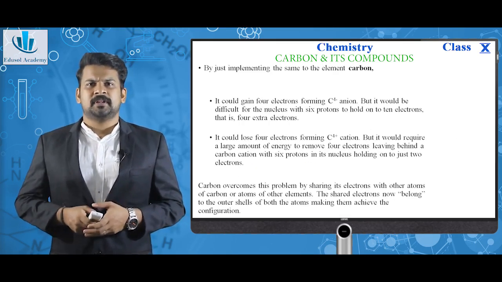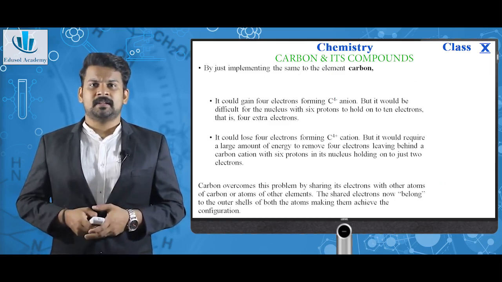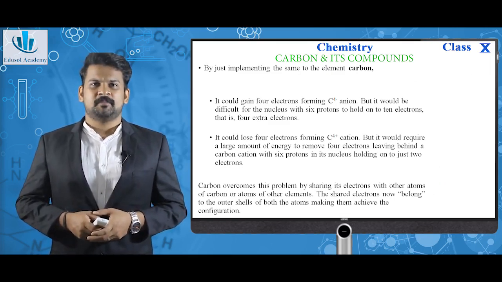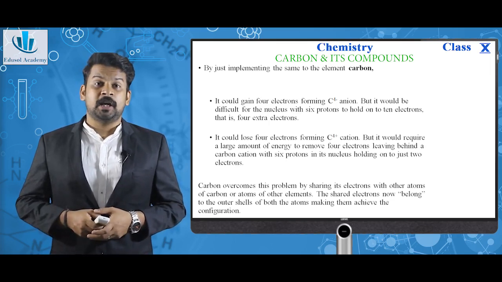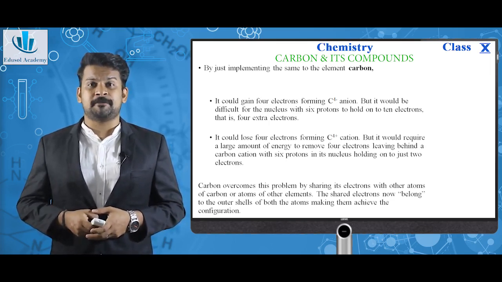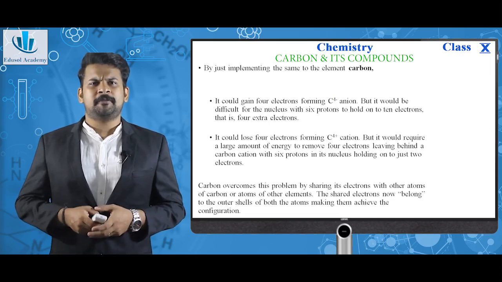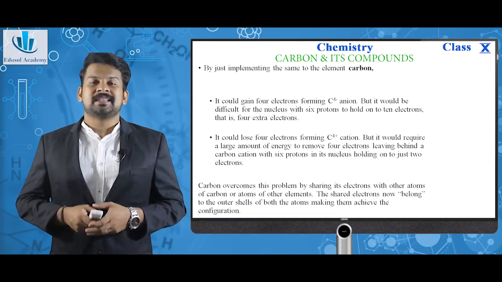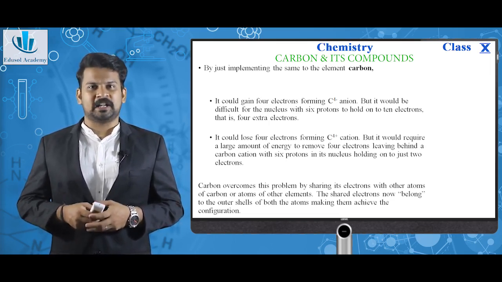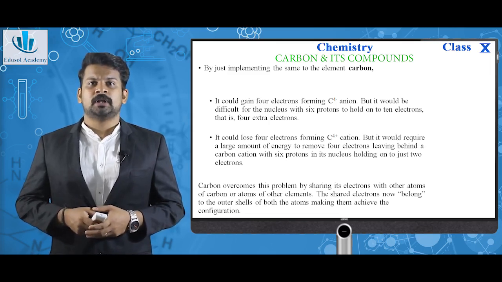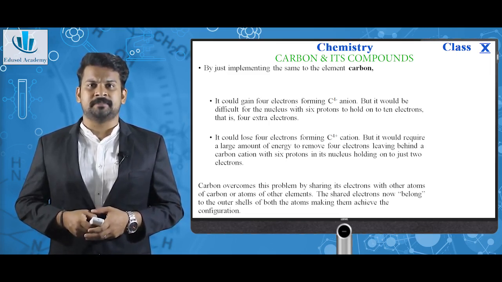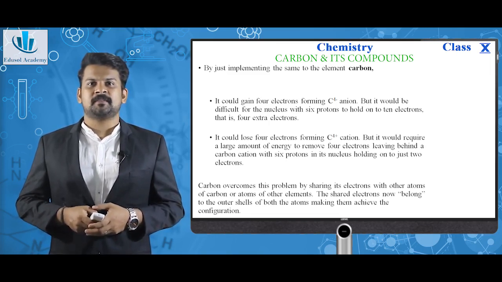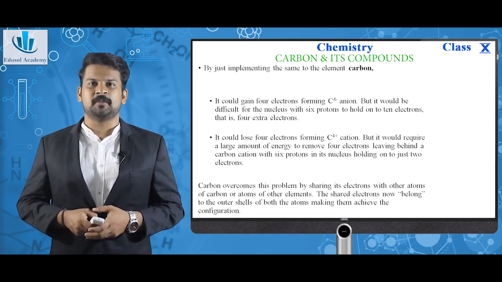But coming to carbon, if carbon were to gain or lose electrons, there are two simple ways to understand that concept. Carbon could gain 4 electrons forming a C4- anion, but it would be difficult for the nucleus with 6 protons to hold on to 10 electrons, that is 4 extra electrons. Carbon already has 4 electrons in its outer shell. Attaining 4 more breaks the electrical neutrality of the atom, which brings 6 protons against 10 electrons, and hence it is unstable.